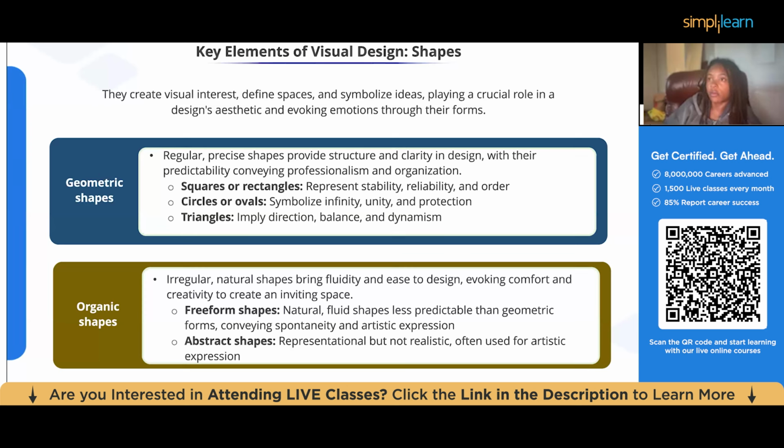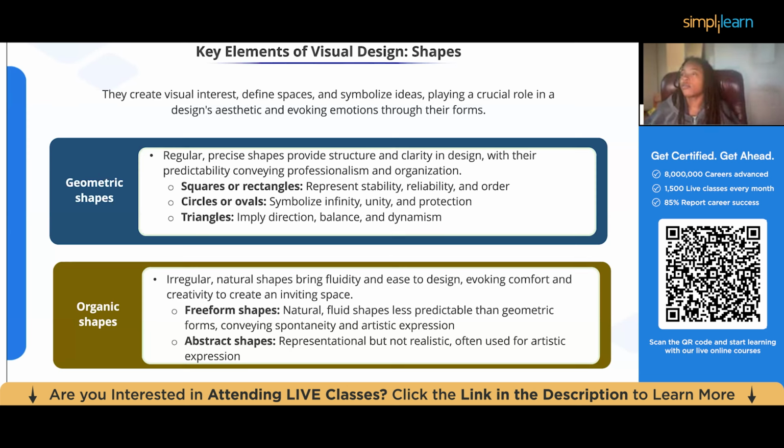To get into geometric shapes, they are described as regular, precise shapes that provide structure and clarity in design, with their predictability conveying professionalism and organization. Squares and rectangles represent stability, relatability, and order, whereas circles and ovals symbolize infinity, unity, and protection. And then, last but not least, triangles imply direction, balance, and dynamism.